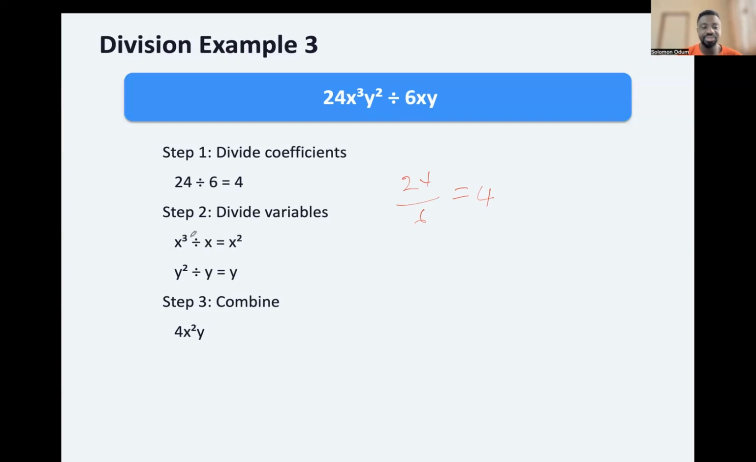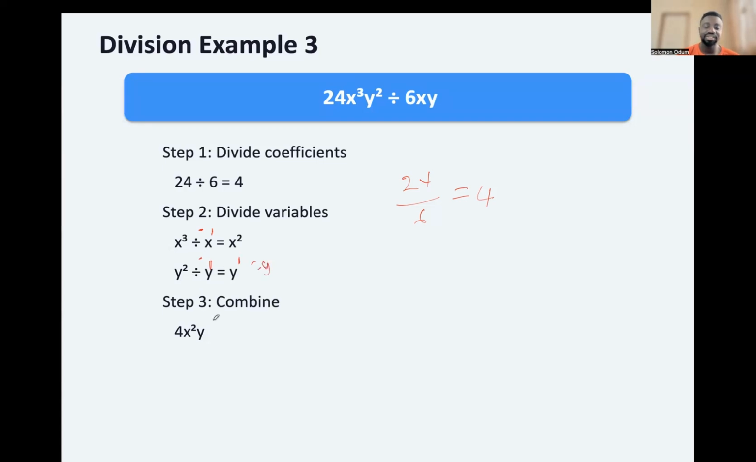Then you subtract the exponent, because we are doing division. So 3 minus 1 gives us x squared. For y squared divided by y, you're going to have 2 minus 1, and that will be y raised to the power 1, which we don't write because it's the same as y.